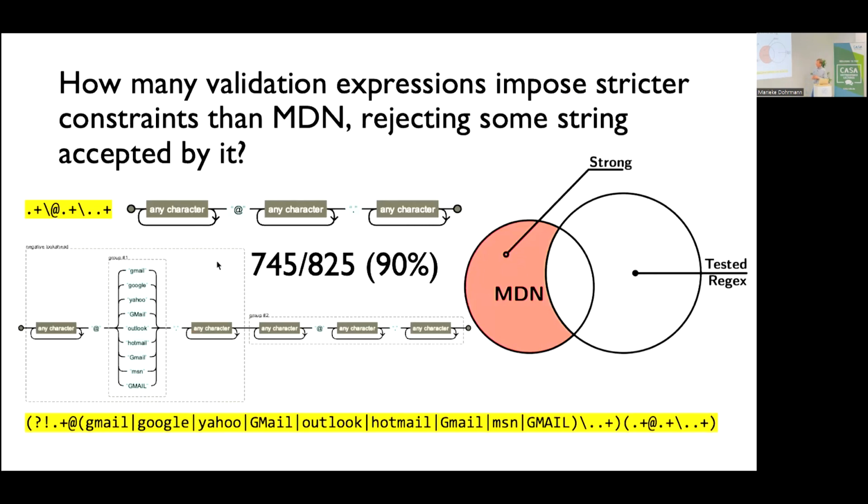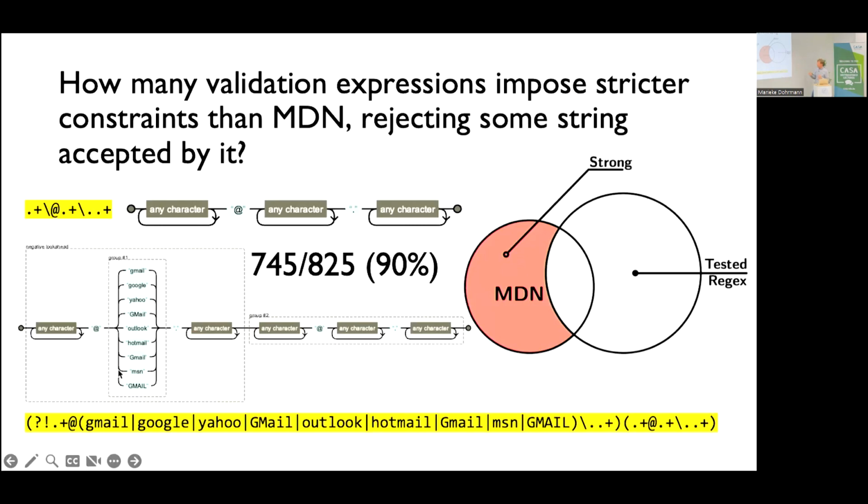Another interesting question is the other way around. How many of the validation expressions are actually stricter than MDN? Are there reasons to be stricter? It turns out that yes, in many cases you end up using stricter patterns. That kind of makes sense. Well, maybe not always. Here you still accept cross-site scripting. You're stricter in some cases, weaker in other cases.